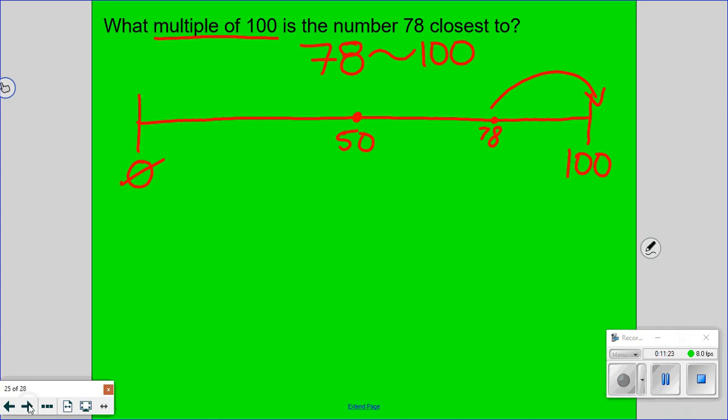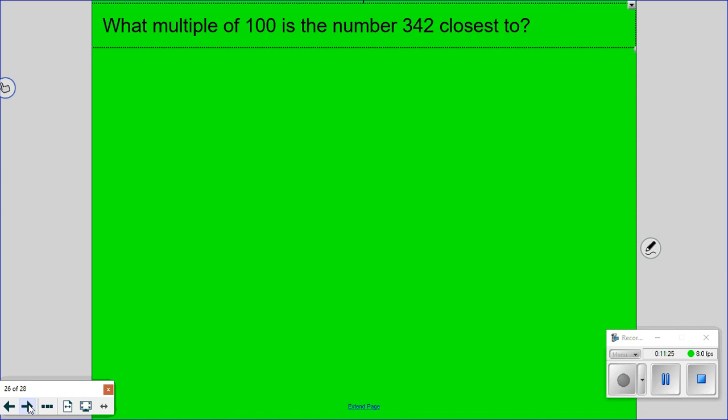All right, next one. What multiple of 100 is the number 342 closest to? Go ahead and draw your number line. We've got to decide our endpoints. What's going to be our endpoints?